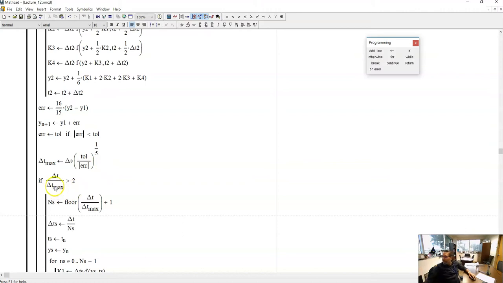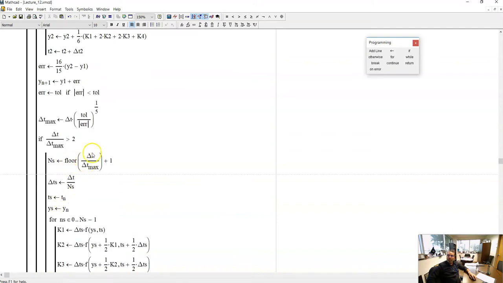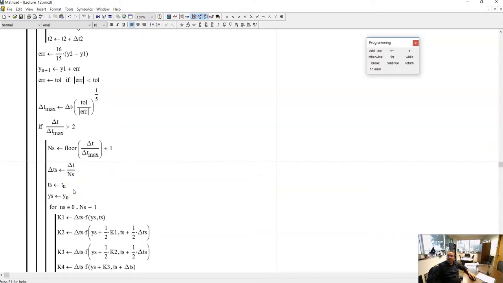So if delta t over delta t max is greater than 2, so that means that delta t is larger than delta t max by at least a factor of 2, that means I'm going to have to break up the delta t into sublevels NS. And what I'm going to do is take the floor of delta t over delta t max. The floor is just rounding down, plus 1. And this new size of the time step for the sublevel iteration is going to be delta t divided by NS.